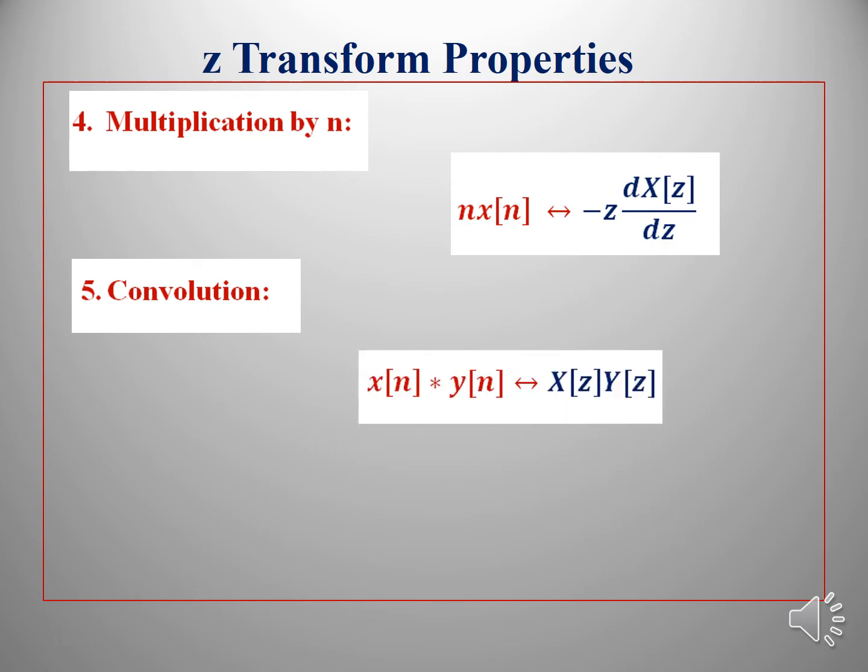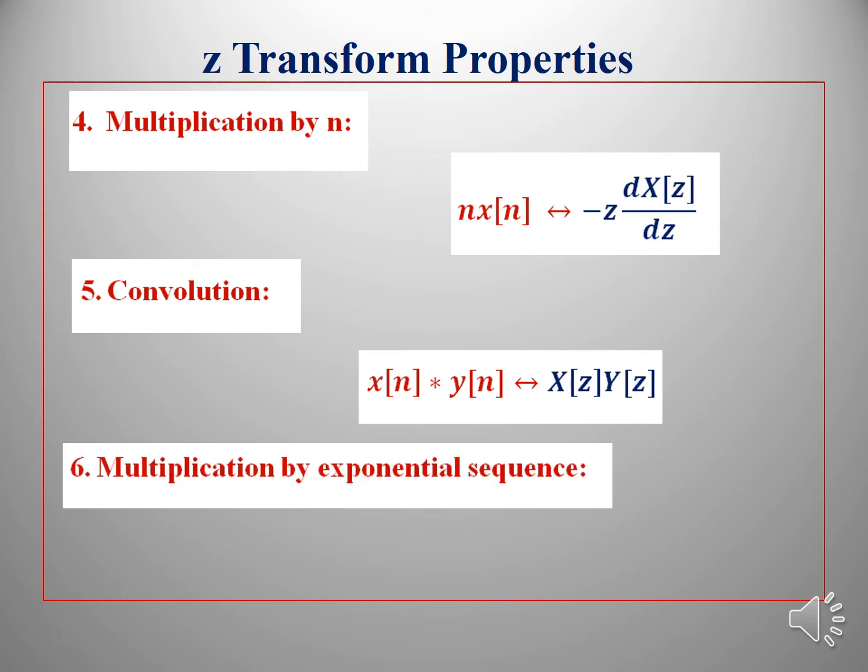The next property is on convolution, given by x of n convolution y of n is equivalent to x of z into y of z, given that x of n and y of n are in the discrete time domain and the z transform for x of z and y of z is its equivalent z transform.